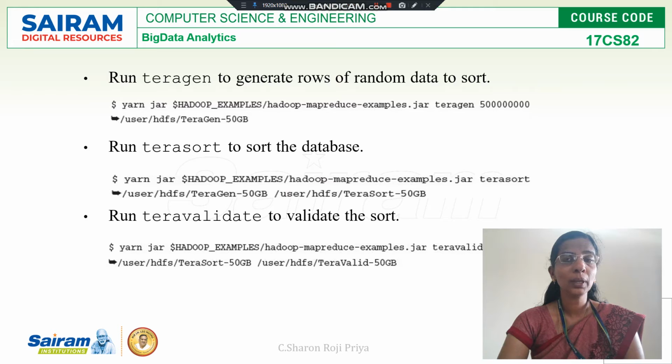I'll be having a replication factor of 1. Usually, one of the main features of HDFS is that it maintains multiple copies. But to run this TeraSort benchmark, when I generate 50 GB of random data, my replication factor will be 1. I won't maintain multiple copies. Since this is a benchmark test, I'll be maintaining only one copy.